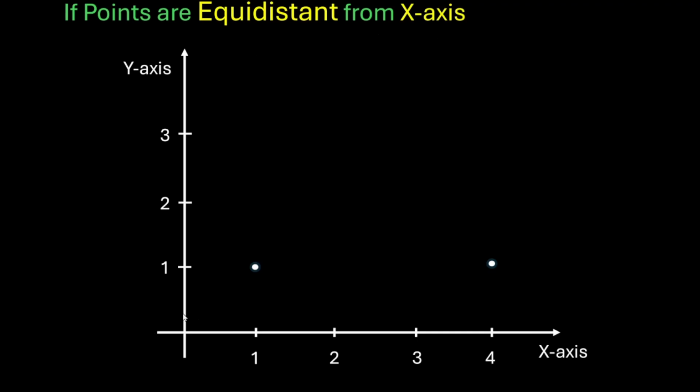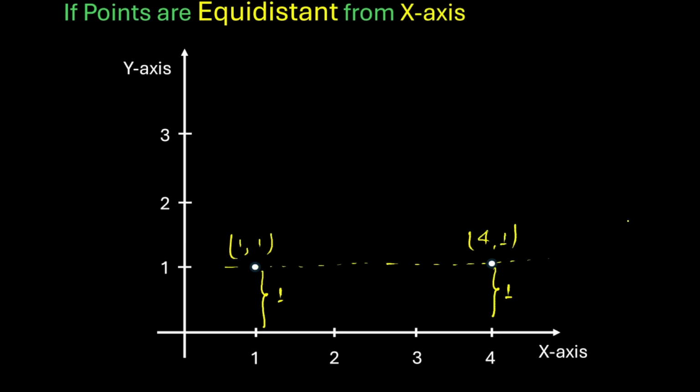So here is our x-axis, and as you can see, both points are at the same distance from our x-axis. Both are 1 unit above it. Or we can say that both points lie on a line which is parallel to the x-axis. Let's write the coordinates of these points. This point is at coordinate 1, 1 and this second point is at coordinate 4, 1.